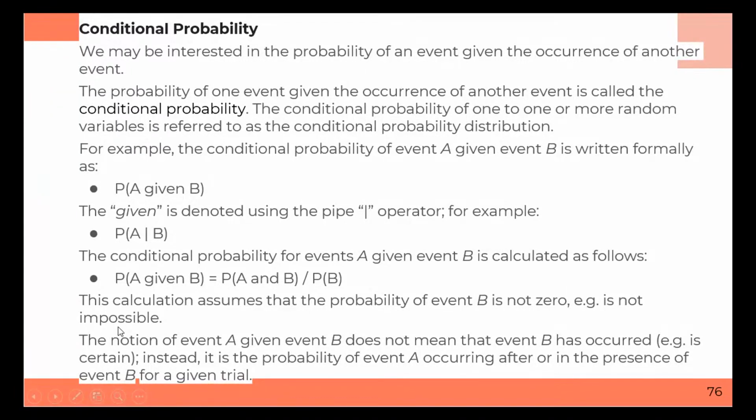Okay, the notation of event A given event B does not mean that event B has occurred for certain. Instead, it is the probability of event A occurring after, or in the presence of, event B for a given trial. Okay.